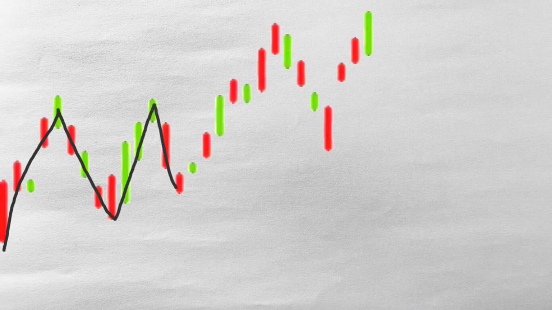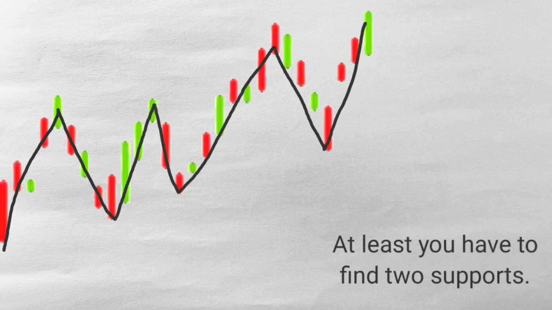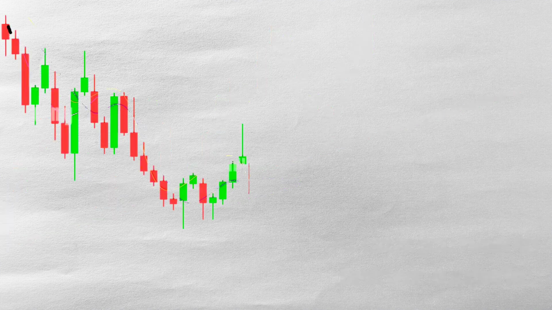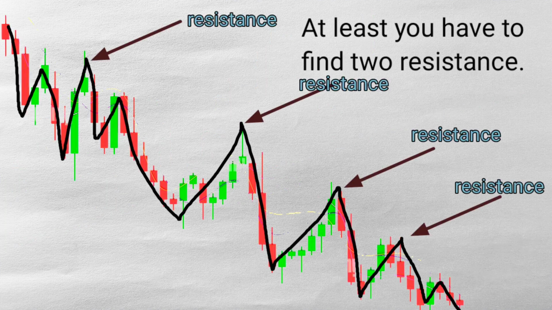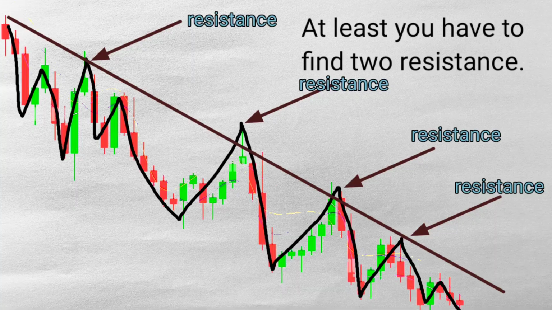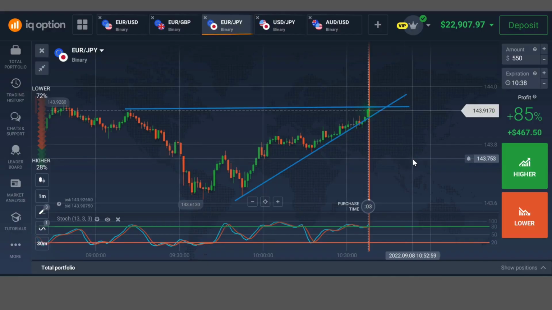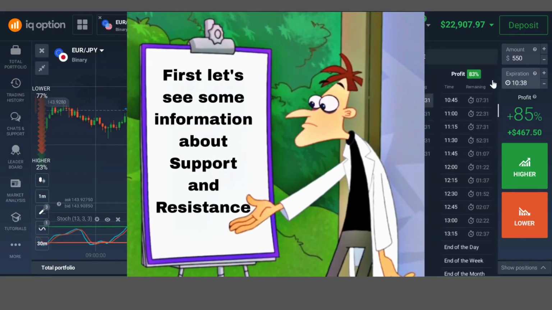Whenever there is an uptrend in the market, you have to find two such supports from where you can draw a trend line. And when there is a downtrend, you have to find two resistances from where you can draw a trend line. We will look at this by going to the chart, but before that let me explain a little bit about support and resistance.